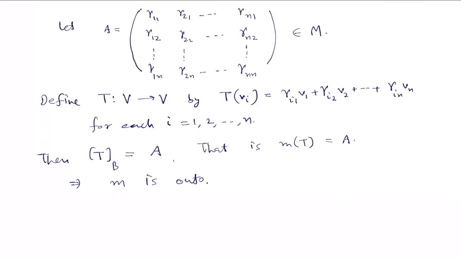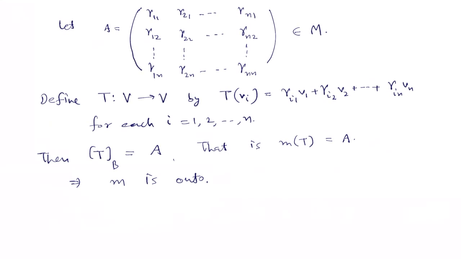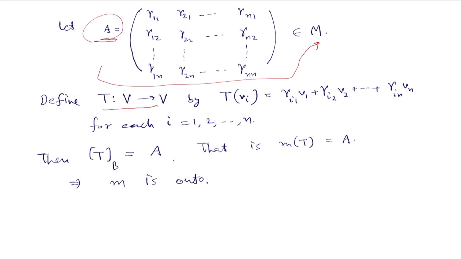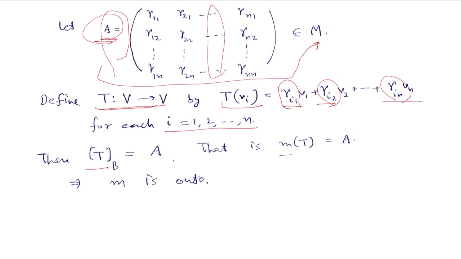Now we prove that m is onto. For this we take a matrix A in M. We shall show a pre-image of this matrix under the mapping small m. Now define T from V to V by T(vi) equal to γi1 v1 + γi2 v2 + ... + γin vn. Notice that these γi1, γi2, ..., γin are coming from the ith column. This is for each i from 1 to n. Then the matrix of T will become this matrix A itself, and so m(T) will be equal to A, and so m is onto as well.